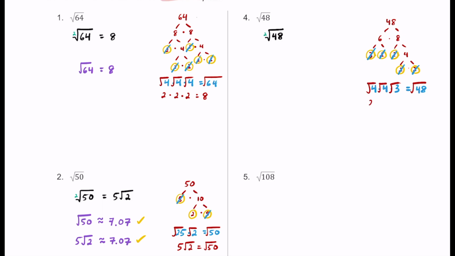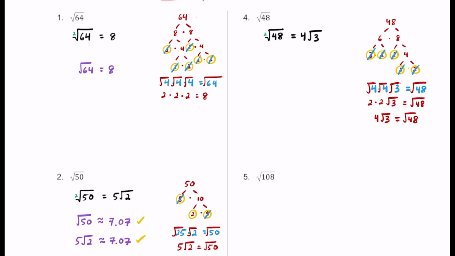The square root of 4 is 2, the square root of 4 is 2, and the square root of 3 is still the square root of 3. That's equal to root 48. And then if you multiply this 2 times 2 together on the outside, that's going to be 4. So that's 4 root 3, or 4 times the square root of 3, equals the square root of 48. Right? So we can say that the square root of 48 is the same thing as 4 times the square root of 3.